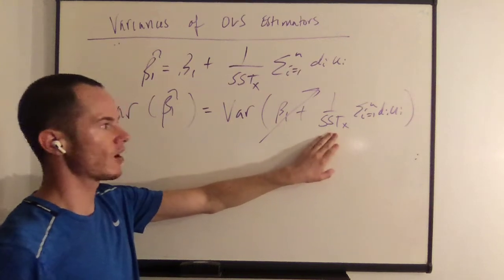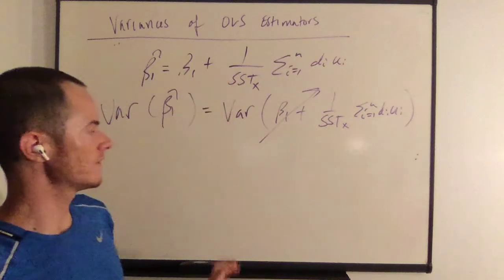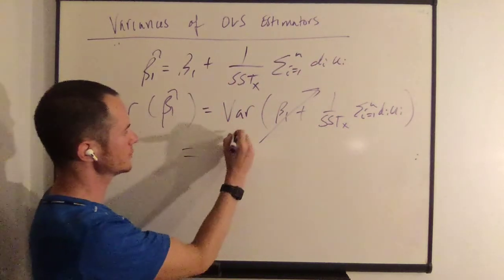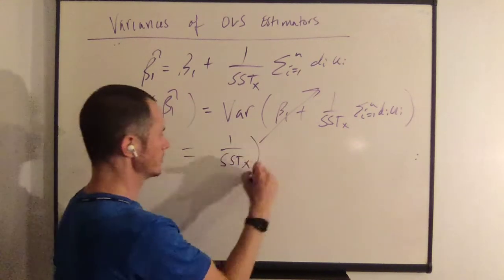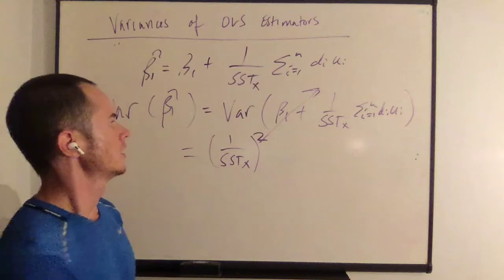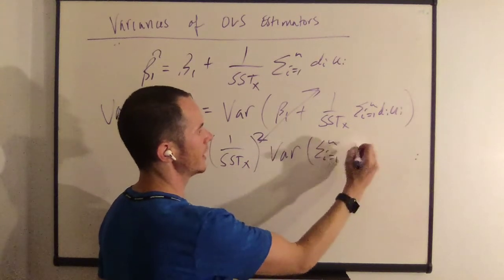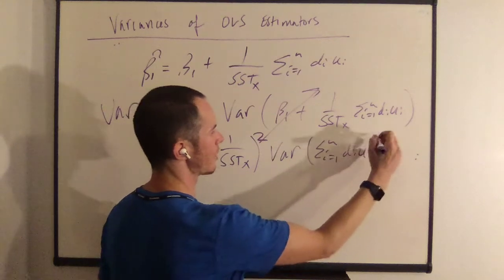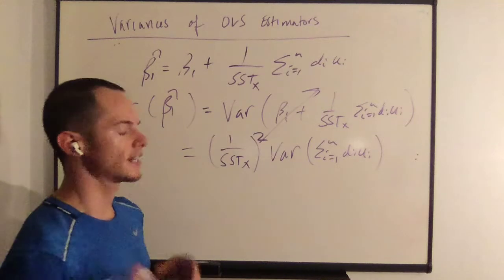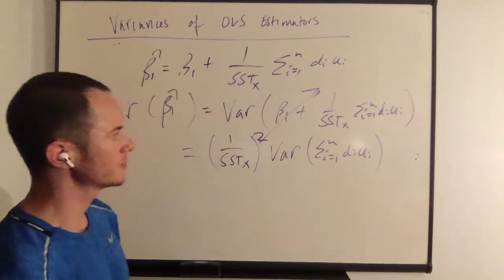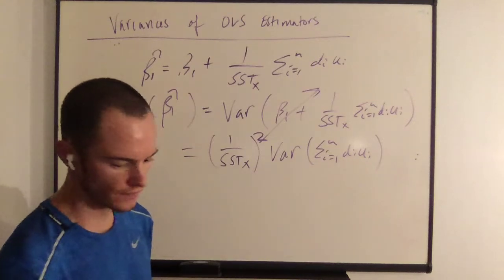The xi are fixed in repeated samples, so we can take this outside of the variance function. So this is now equal to 1 over SSTX squared times the variance of the sum from i equals 1 to n of di ui. Now again, the di is a function of x. The x is fixed in repeated sampling. It's non-random, doesn't vary, so we can take it out of the variance function.